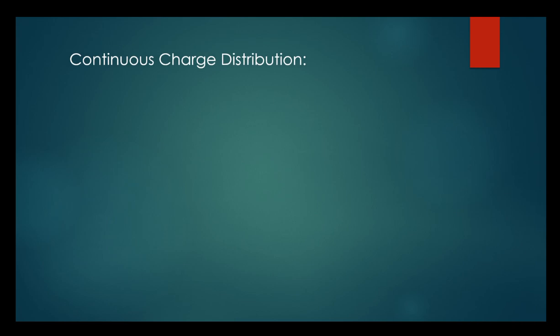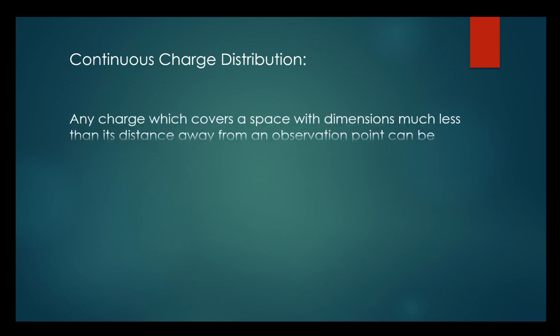Next we come to the last topic of today's lecture, and that is continuous charge distribution. Till now we have been studying the point charges. Any charge which covers a space with dimensions much less than its distance away from an observation point can be considered as a point charge. What do we mean by point charge?